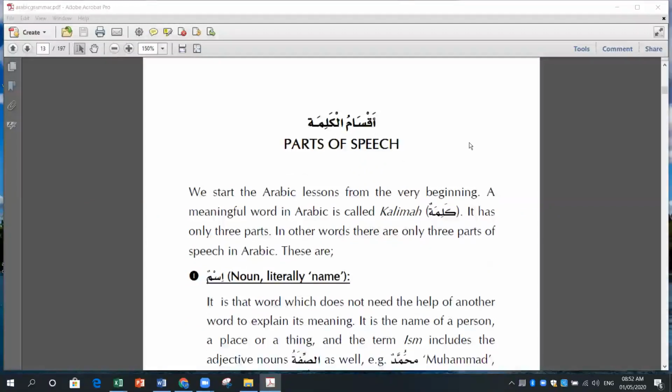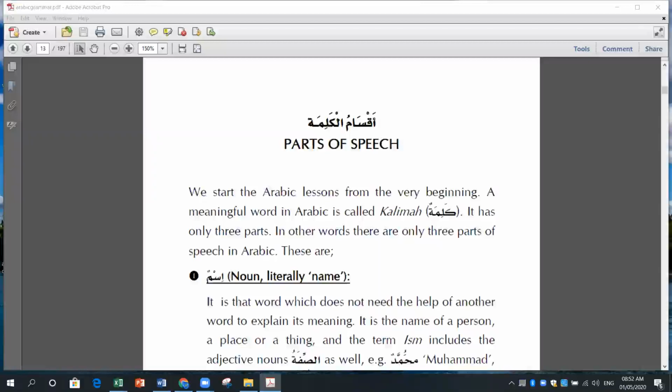Can anyone come on the mic as a volunteer, please? Mariam, yes, you can come on mic. Mariam's mic I cannot see. Yes, would anyone like to come on mic for revision?